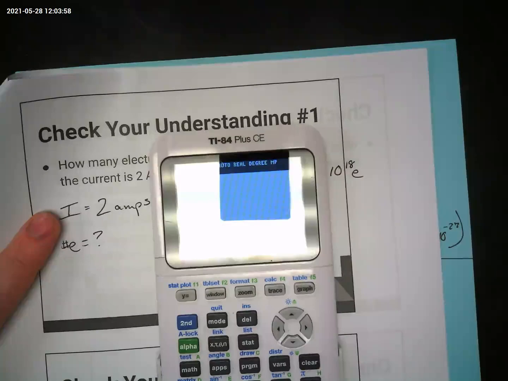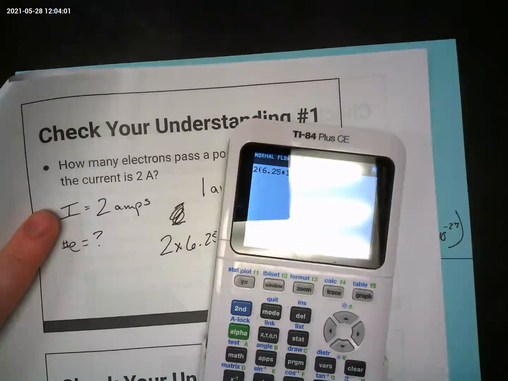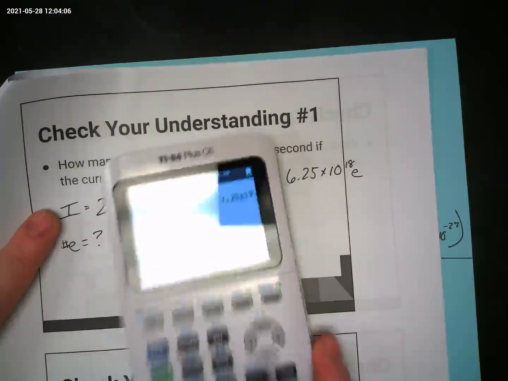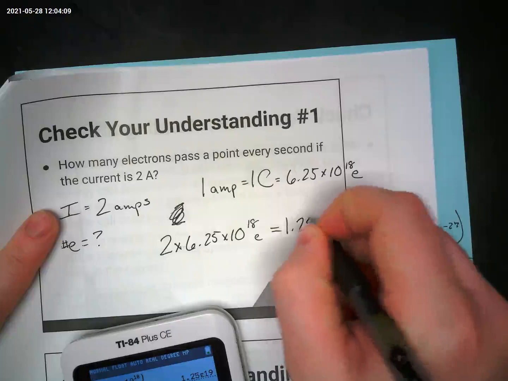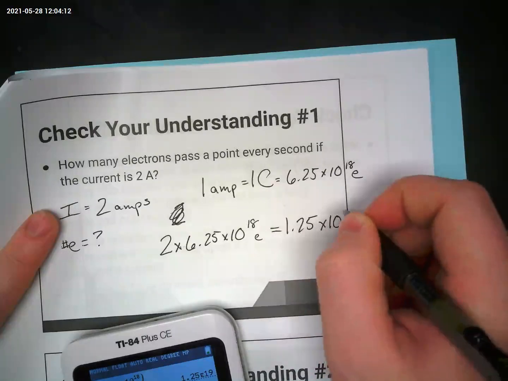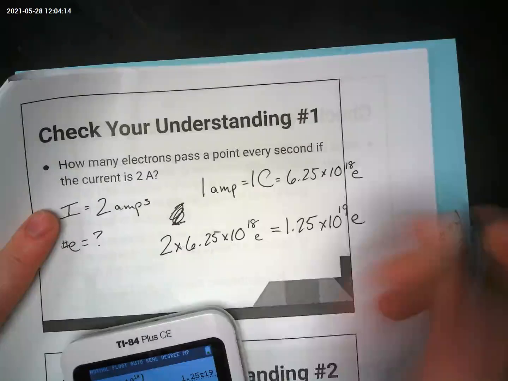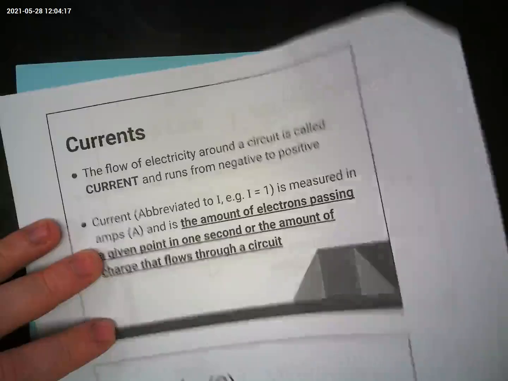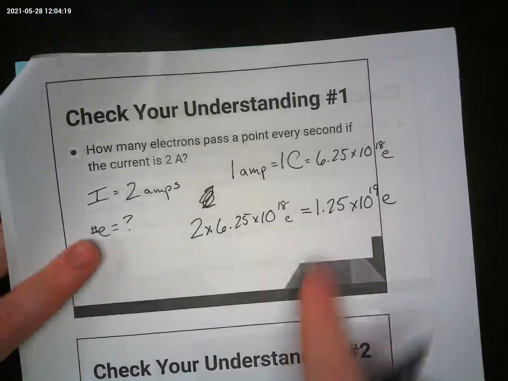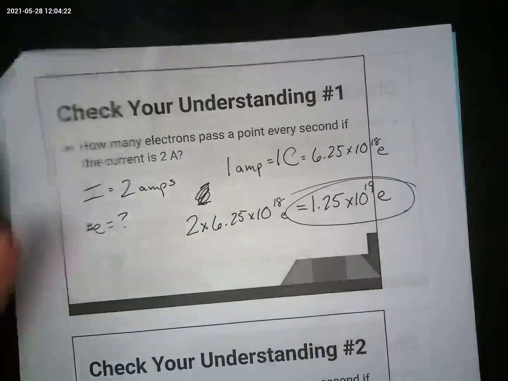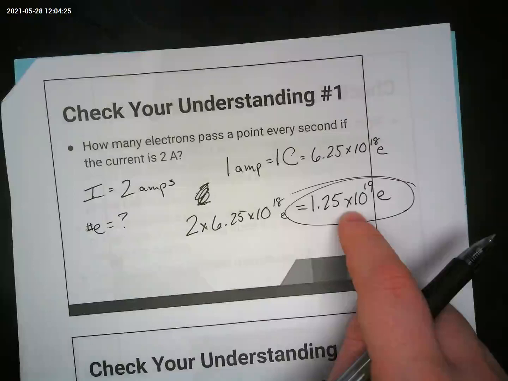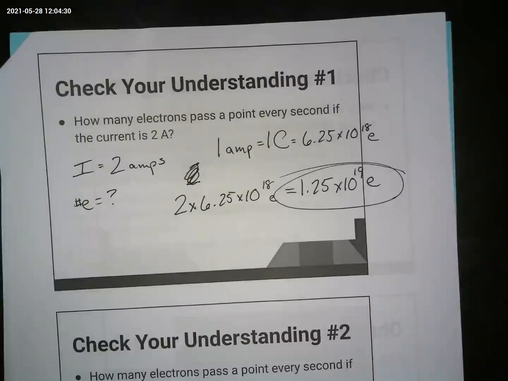which if we put that in, that is going to give us a whopping 1.25 times 10 to the 19th power electrons. Okay. So that's a whole lot of them, but there would be 1.25 times 10 to the positive 19th number of electrons passing through, let's say, an outlet that's pumping out 2 amps worth of current.